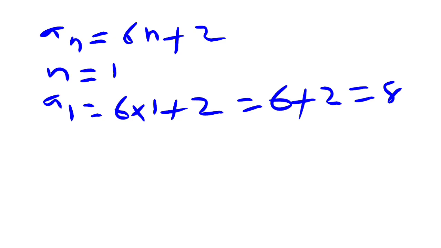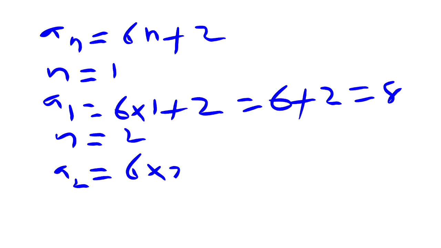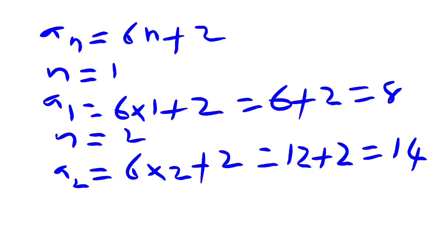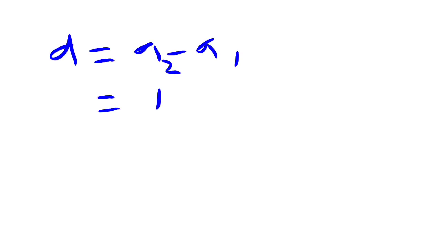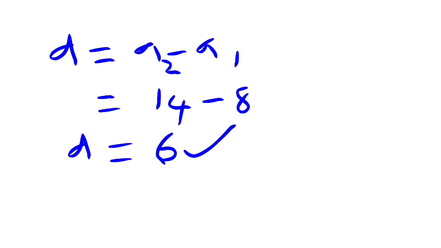Next, substitute n equals 2. Then an will become a2. So substitute n equals 2 in the given condition. So 6 into 2 plus 2. 6 2s are 12 plus 2. It is equal to 14. So now the common difference is denoted with a small d. So a2 minus a1. a2 value is 14 and a1 value is 8. So it is equal to 6. So the required answer is 6.